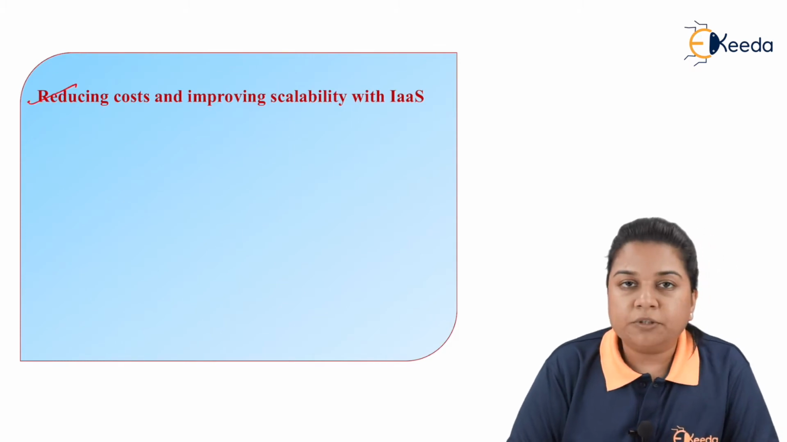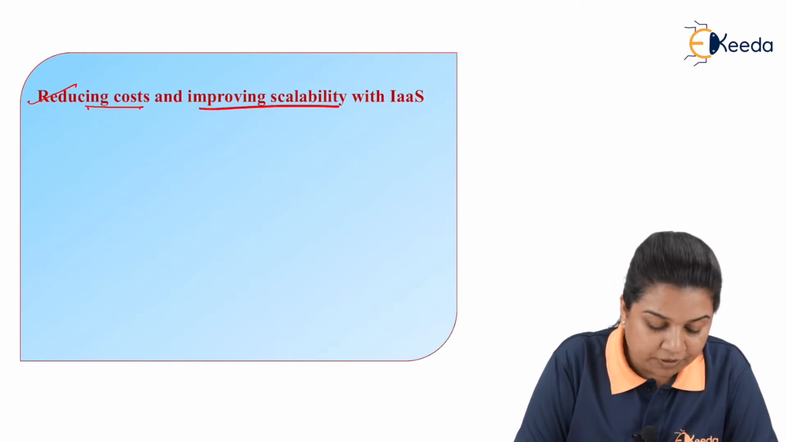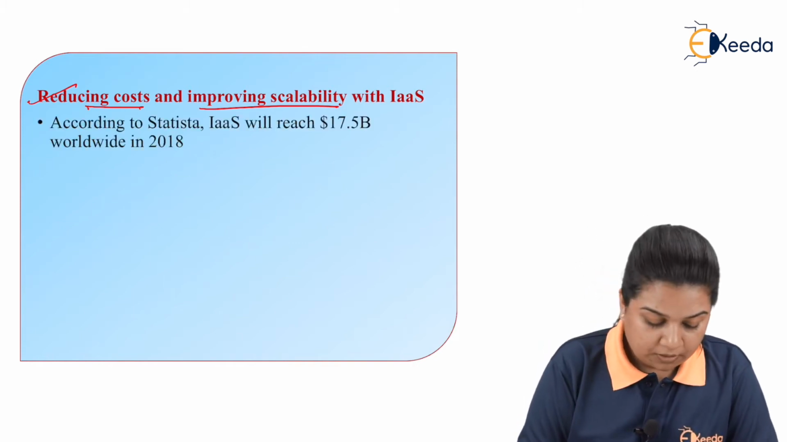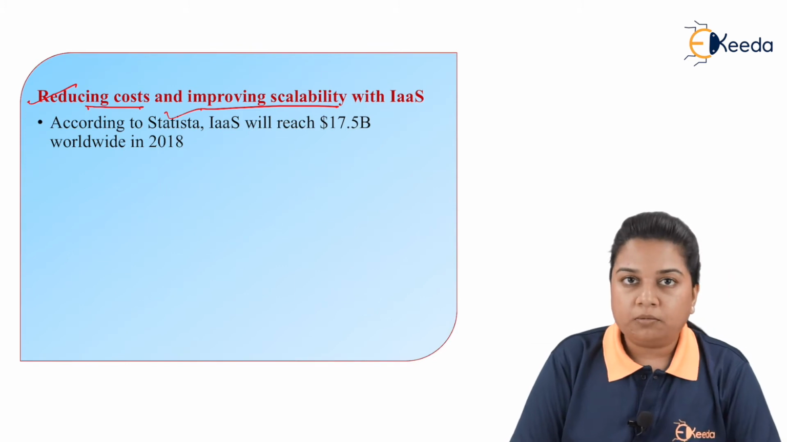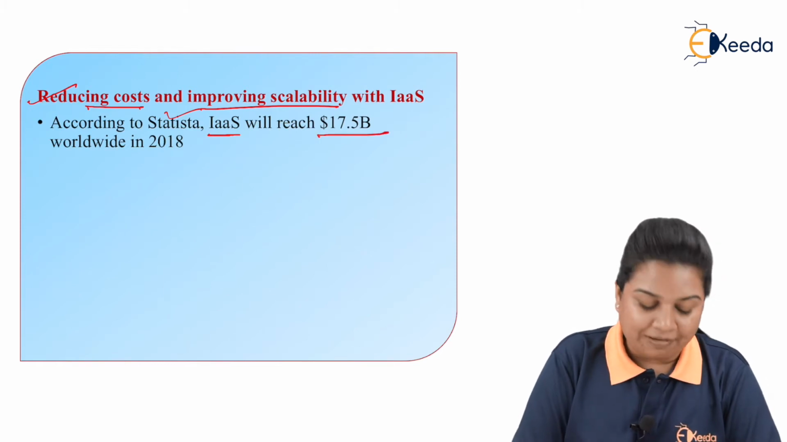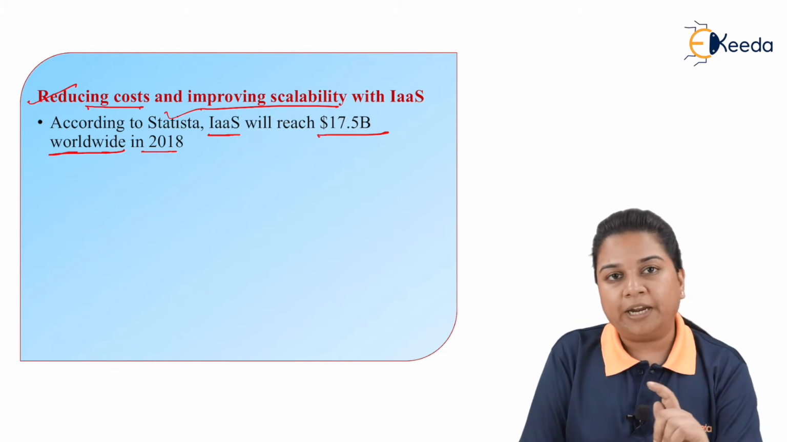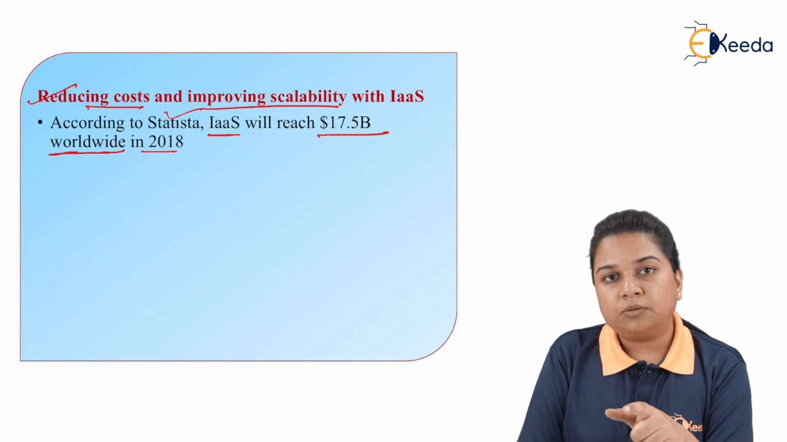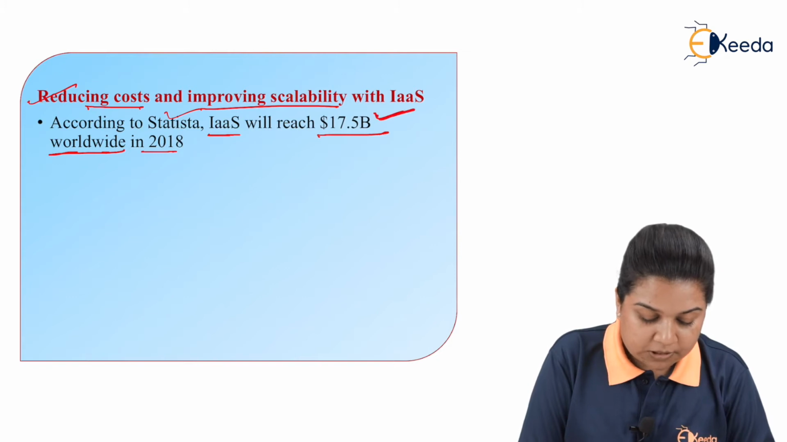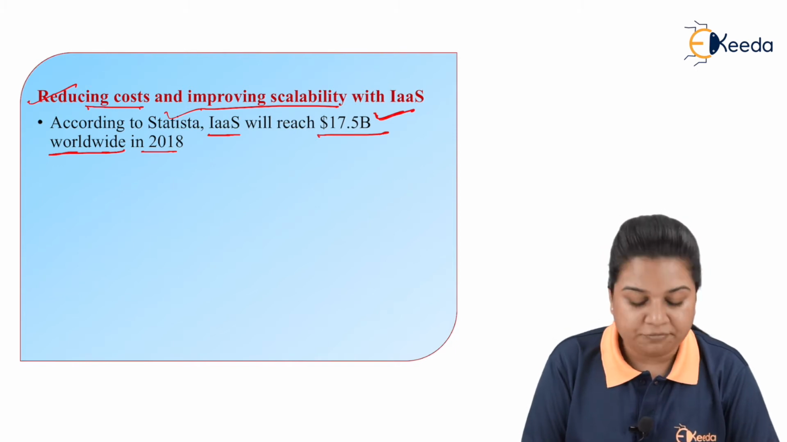The first thing we have in a business scenario when we use infrastructure as a service is reducing cost and improving scalability. According to a research organization, infrastructure as a service will reach $17.5 billion worldwide in 2018. That means the data they have collected from 2010 till 2017 shows that in 2018 the infrastructure as a service business has reached $17.5 billion. That is the data which we have.